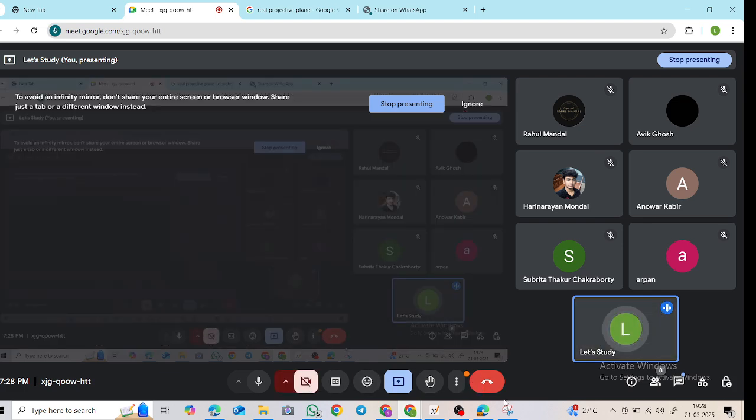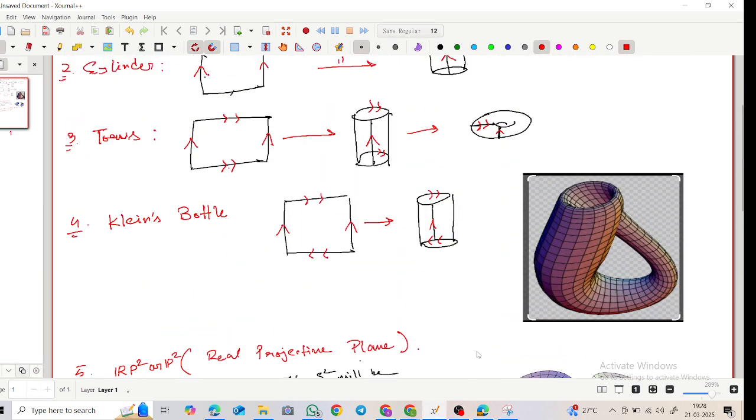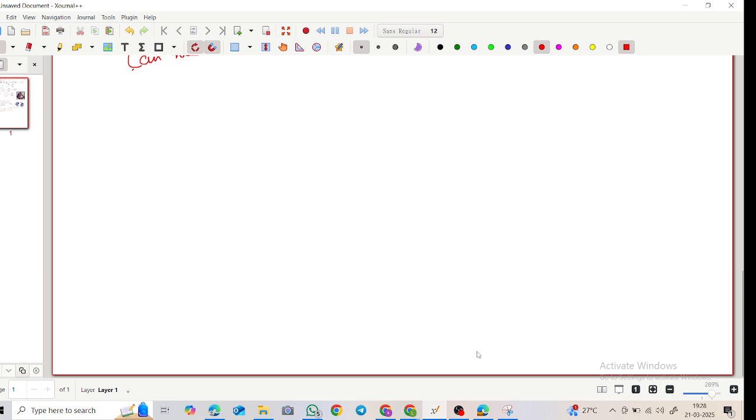So just a minute. Let me move on to the rigorous definitions of these figures. Okay. So what do we mean by this sort of identification? What do you mean by gluing? So what is gluing mathematically?